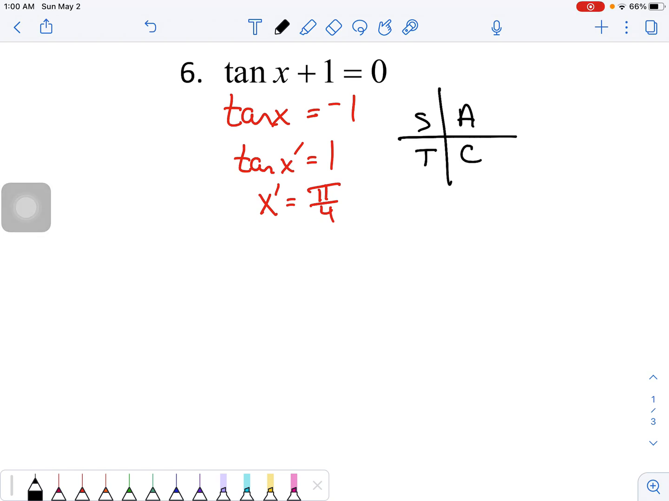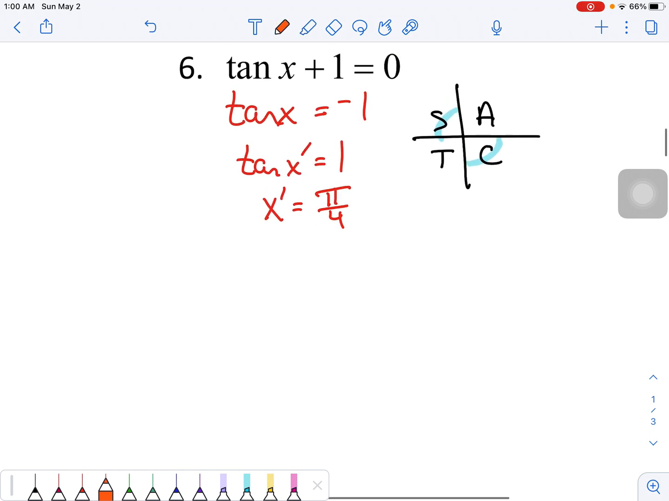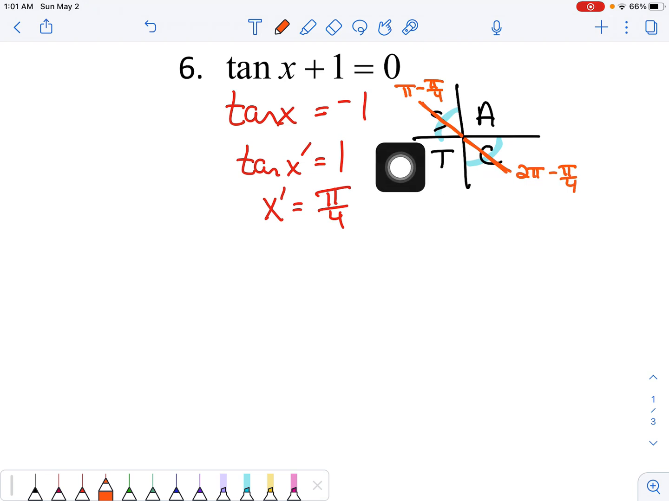ASTC, and I want to think about, well, where in the trig chart is tangent supposed to be negative? Well, in the first quadrant, everything's positive. Second quadrant, only sine is positive. T here is tangent's positive, and C here, cosine's positive. So we want to look for answers in quadrant 2 and quadrant 4. So if I do that, I have an angle right here. That's going to be pi minus pi over 4. And I have an angle right here. That's going to be 2 pi minus pi over 4.